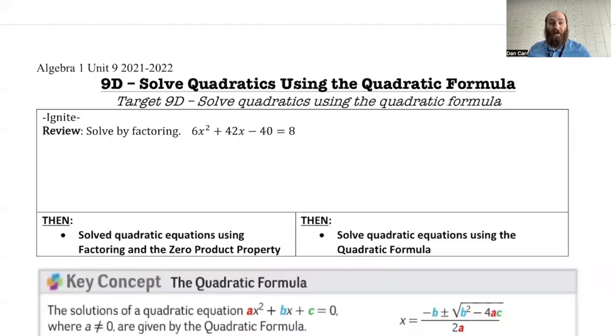Hey everybody, it's Mr. Carr again. Today we're going to be finishing up Unit 9 with 9D, solve quadratics using the quadratic formula.